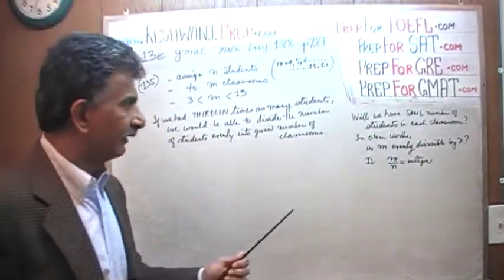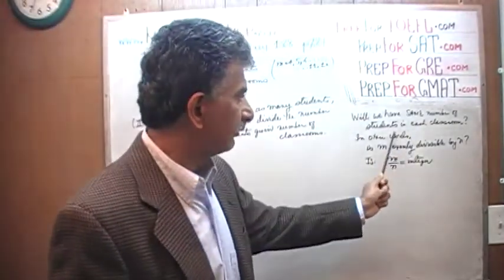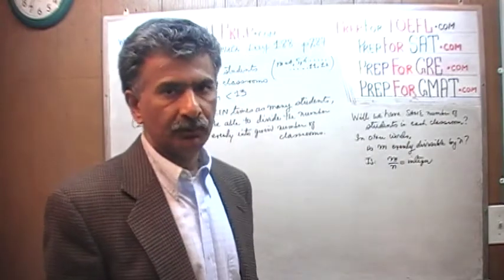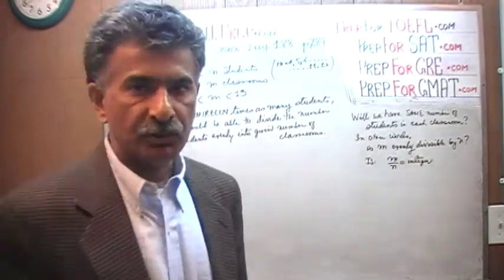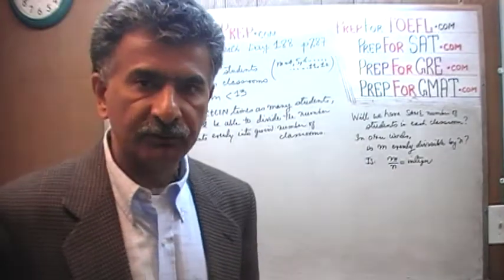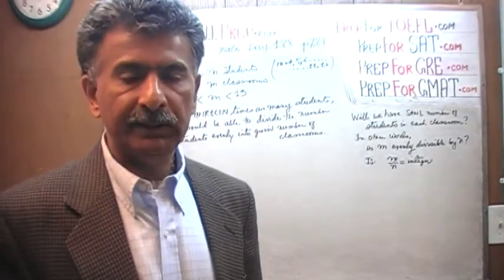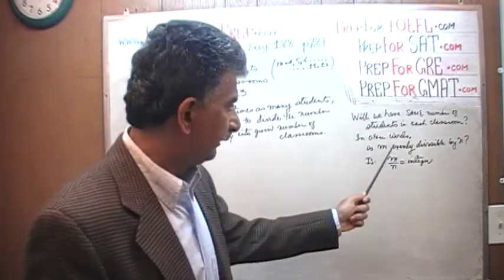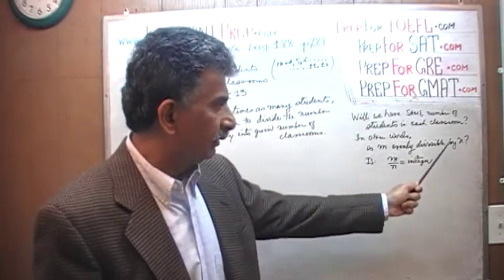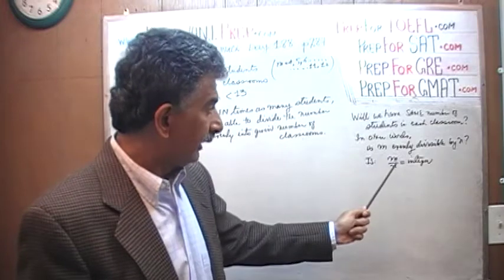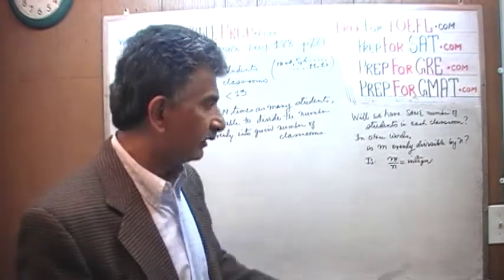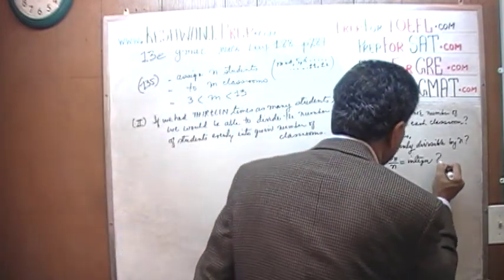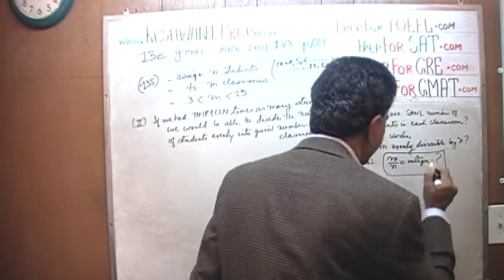What they're basically asking is this: will we have the same number of students in each classroom? In other words, do we have situations where the total number of students that we have happens to be evenly divisible by the total number of classrooms that we have? In other words, is n evenly divisible by m? Or is n over m an integer? That's all they're looking for. This is the question. That is the bottom line. That's what we want to get at.